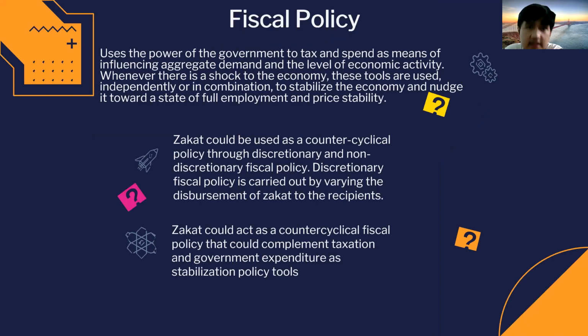Next is fiscal policy. Fiscal policy uses the power of the government to tax and spend as a means of influencing aggregate demand and the level of economic activity. Whenever there is a shock to the economy, these tools are used independently or in combination to stabilize the economy and nudge it toward a state of full employment and price stability.